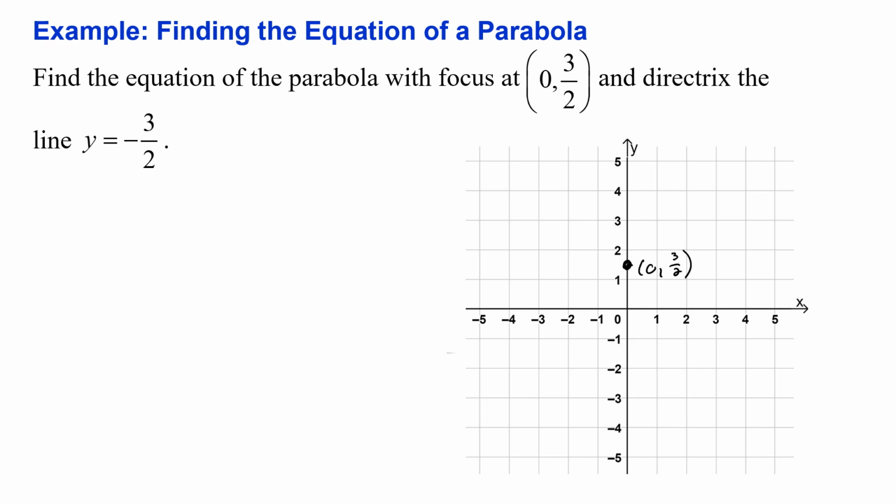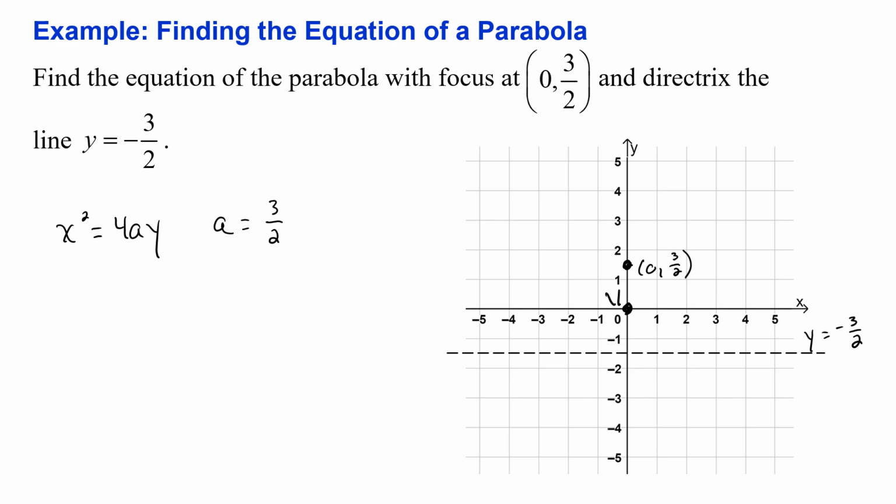Next, plot a horizontal dashed line at y equals negative 3/2 to represent the directrix. Now, since the vertex lies midway between the focus and directrix, we plot the vertex at the origin. Since the focus is on the positive y-axis, the equation has the form x squared equals 4ay with a equal to 3/2. Substituting in the value of a, we get x squared equals 4 times 3/2 times y, which equals 6y. So we've accomplished the first part of this problem, which is finding the equation of the parabola to be x squared equals 6y.